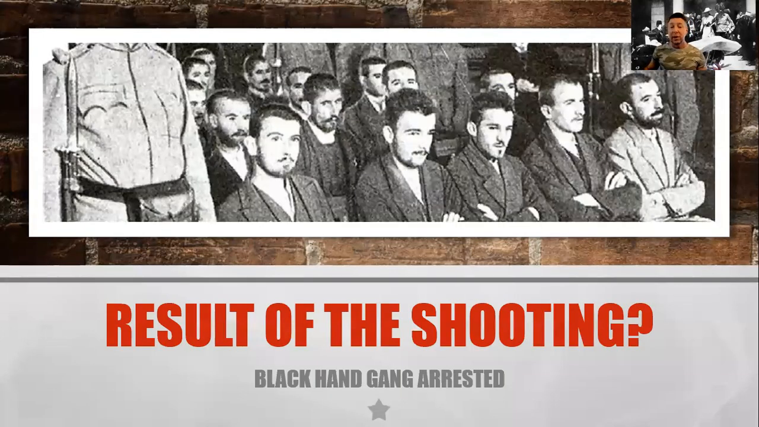So what's the result of the shooting? Well, the Black Hand Gang is arrested, and they are put on trial, obviously, and they are under the laws of Austria-Hungary. Serbia has now got a crisis on their hands because Serbia has to basically answer for a group of individuals that went over and killed a royal family of Europe.